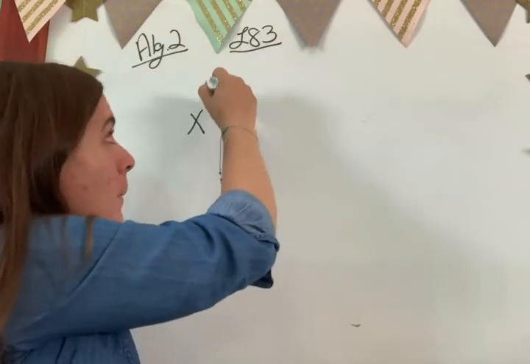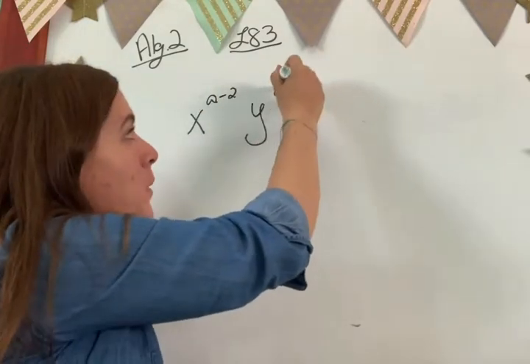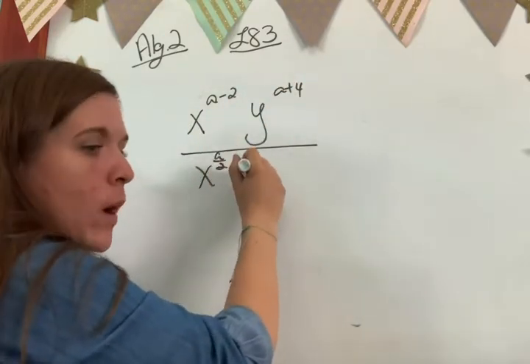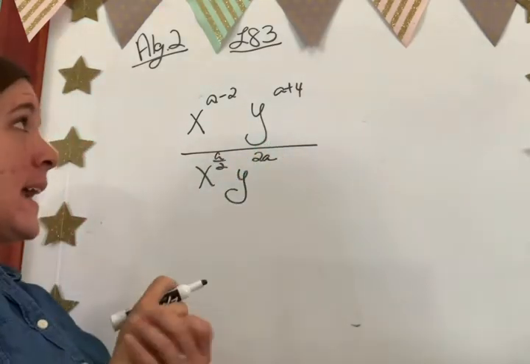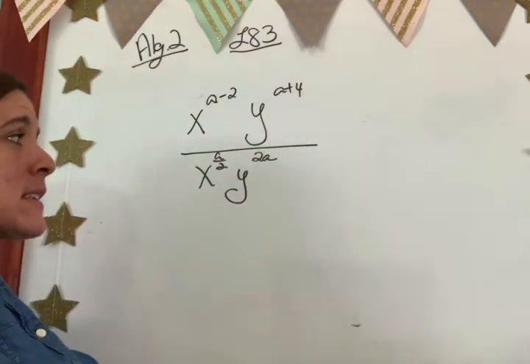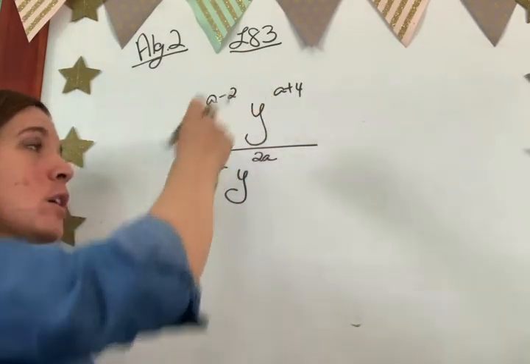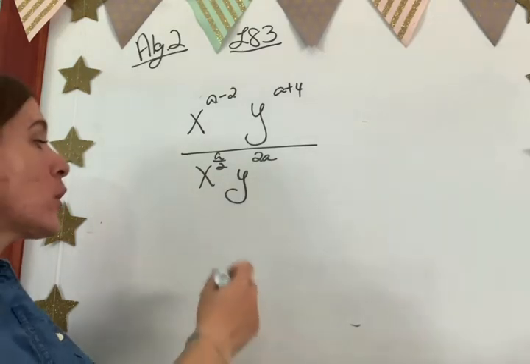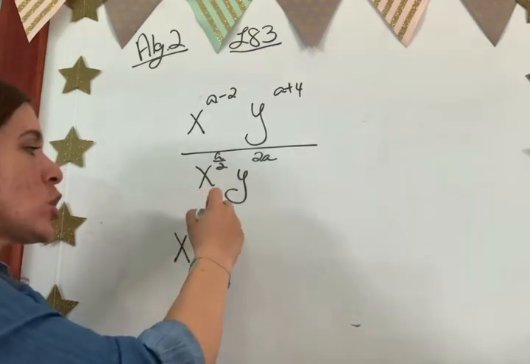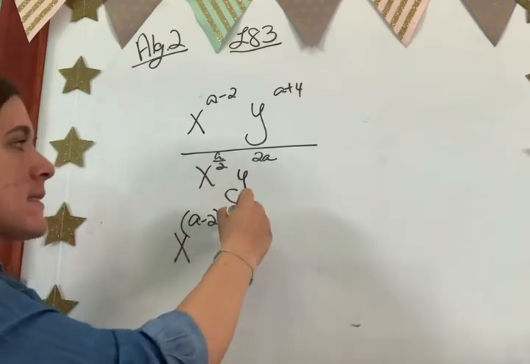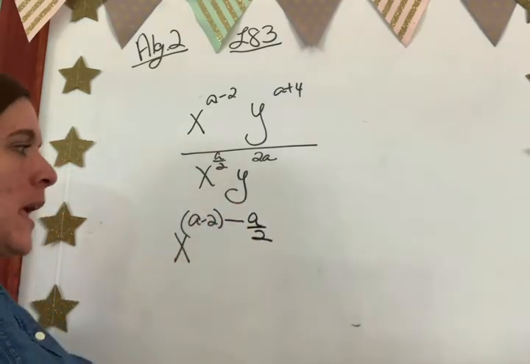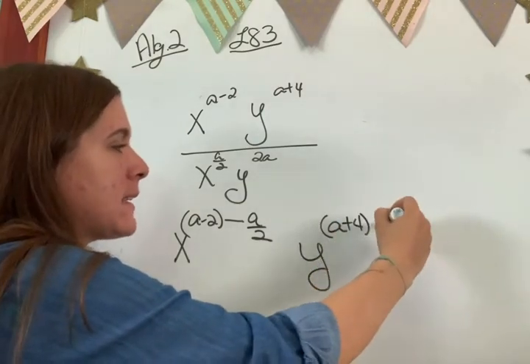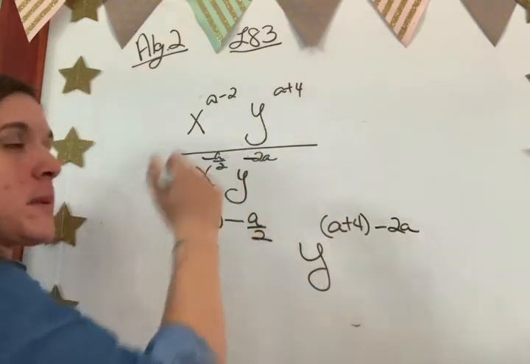X to the a minus 2, y to the a plus 4, all over x to the a over 2, y to the 2a. The way we're going to combine these is to bring these exponents up to the top, which means you're going to be subtracting when it's division. So what you're really going to have is x to the a minus 2 minus a over 2, and y to the a plus 4 minus 2a. This becomes negative, this becomes negative, right?